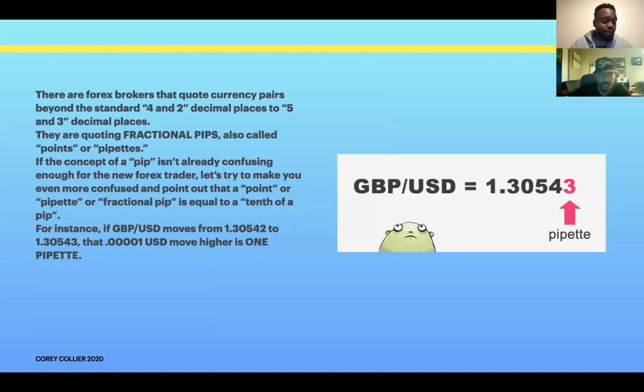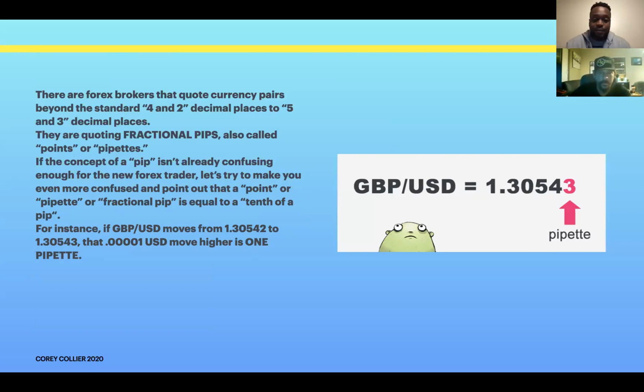Now, there are Forex brokers, as I just mentioned, that quote currency pairs beyond the standard 4 and 2 decimal places to the 5th and 3 decimal places. They're quoting fractional pips called points, right? Going back to US 30, a point, not necessarily a pip, right? Or pipettes. If the concept of a pip isn't already confusing enough for the new Forex trader, guys, just let me make it even more confusing for you, pointing out that a point or a pipette or a fractional pip is equivalent to 1/10 of a pip.